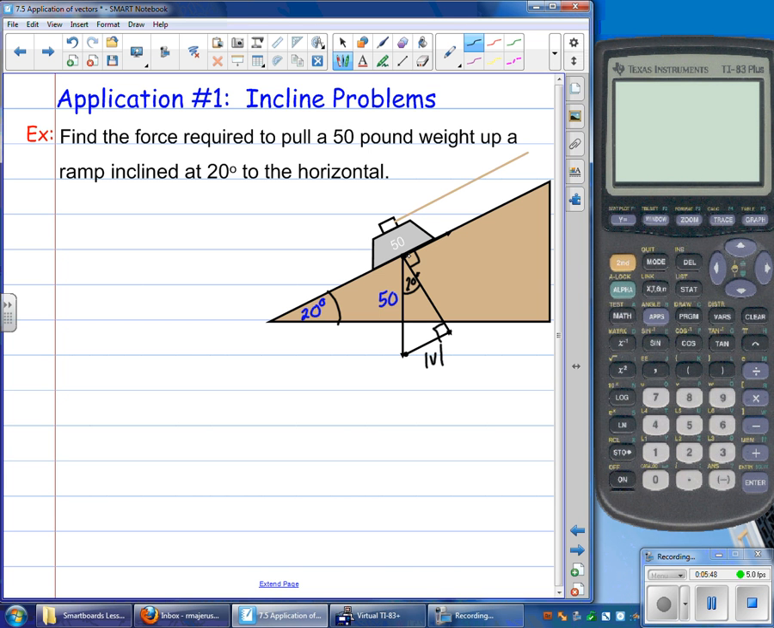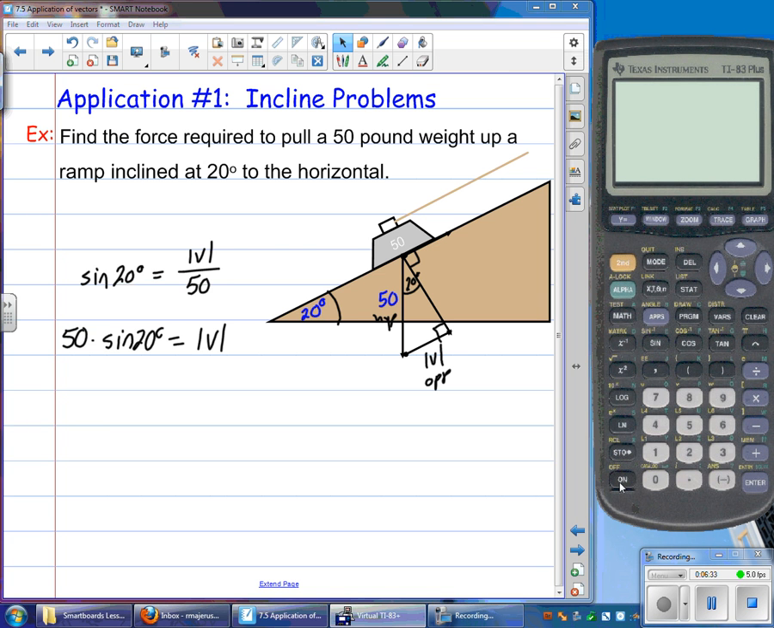And again, as long as we know one of these three sides, we can find any of the other missing ones. So we're going to set up a trig function from our 20-degree angle that deals with the magnitude of V, unknown, which is opposite, and this is our hypotenuse. That sounds like sine to me. So sine of 20 degrees should equal the magnitude of V over 50, the size of the hypotenuse. If we multiply both sides by 50, we get 50 times the sine of 20 equals the magnitude of V, and that should solve for the force required.